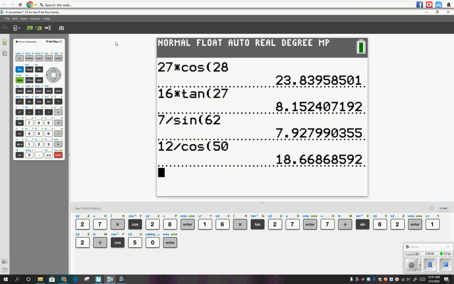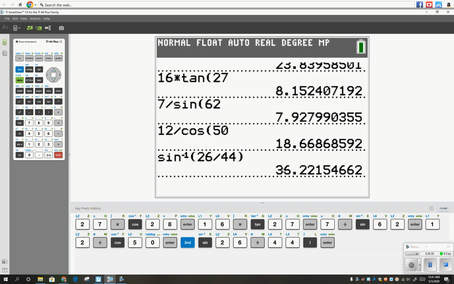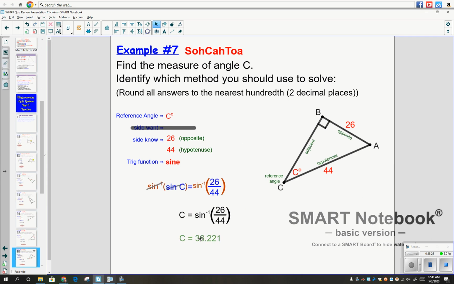So into my calculator, how do I get to sine inverse? Remember, it's the sine button, but I have to hit second first. So second sine is sine to the -1. That's sine inverse. Sine inverse of the ratio of 26 divided by 44. And I get 36.221, rounded to the nearest hundredth. The 1 tells me to round down, so it stays at 36.22 degrees.